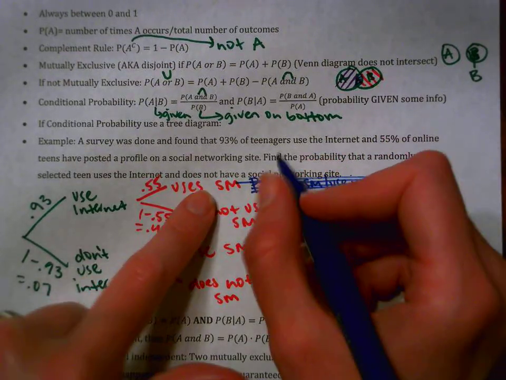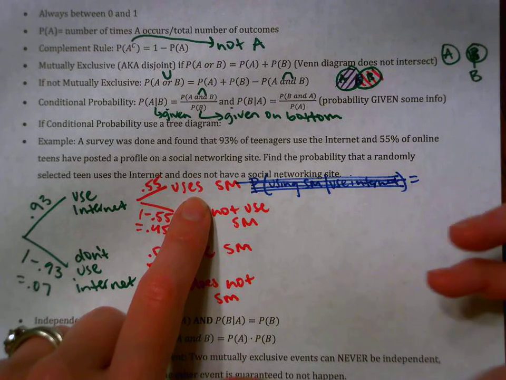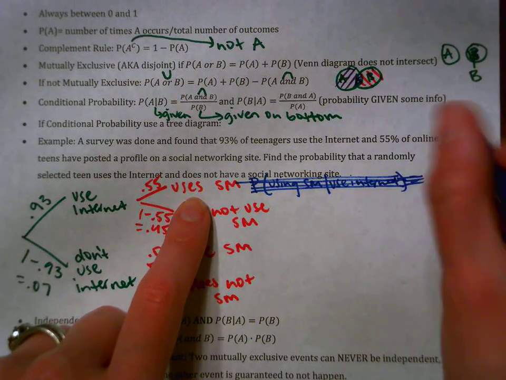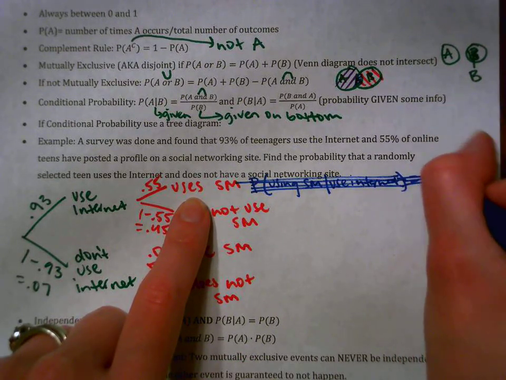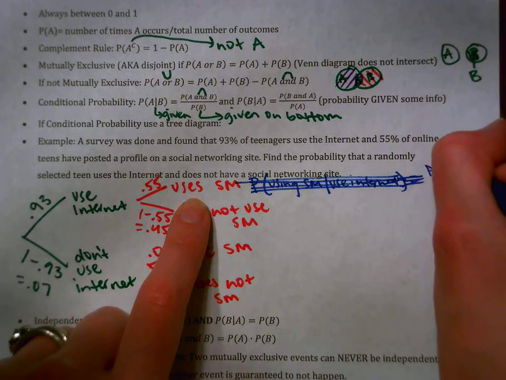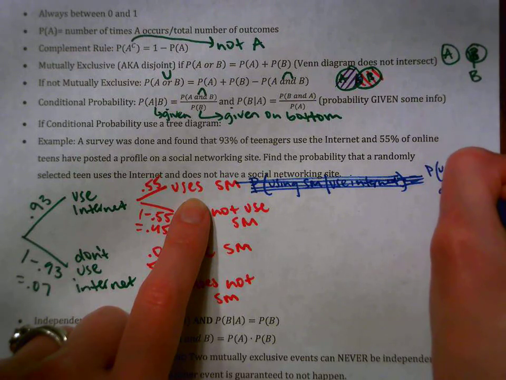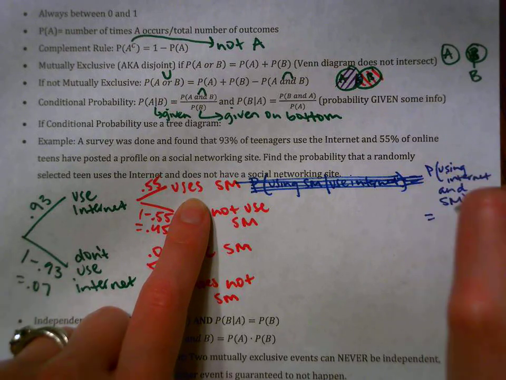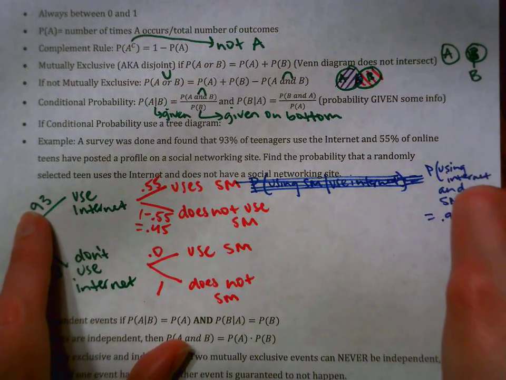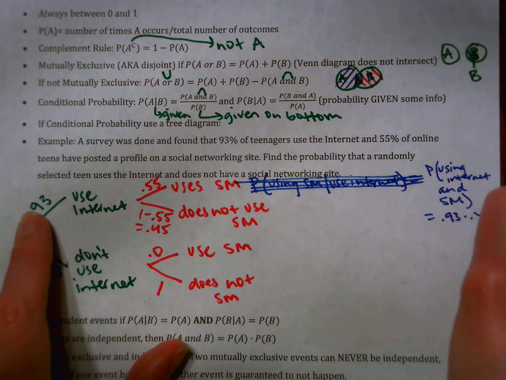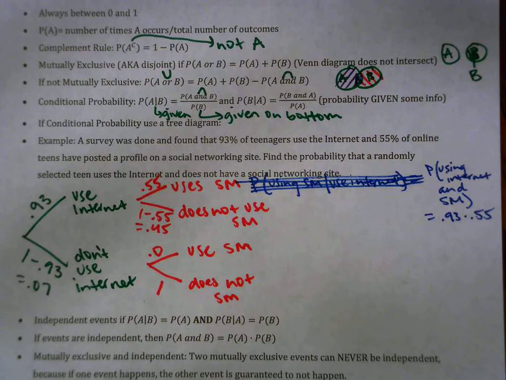This is the probability of using the internet and using social media at the end. So the probability of using internet and social media would equal 0.93 times 0.55. So then you multiply those together, which I don't have that in front of me.